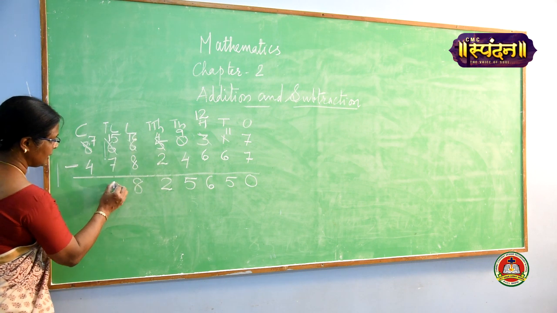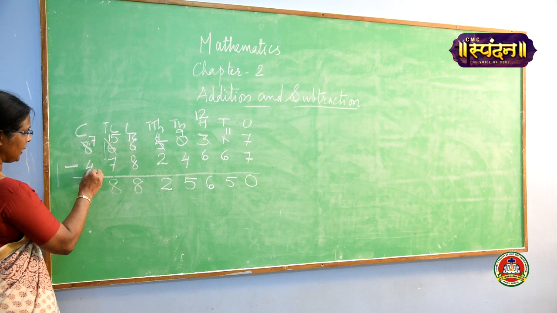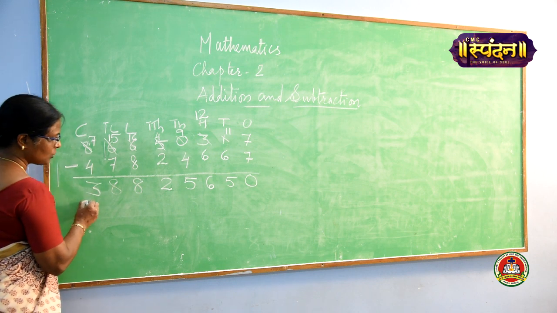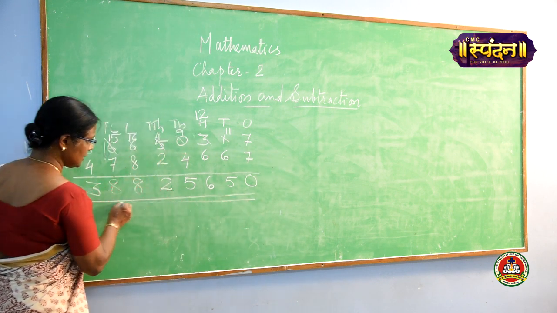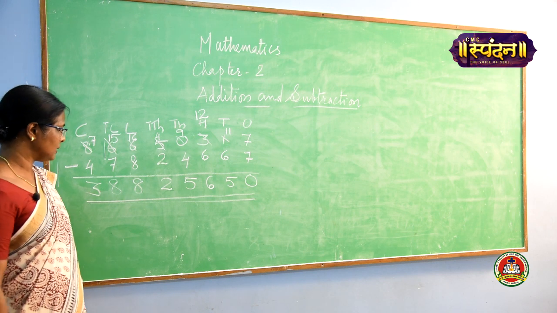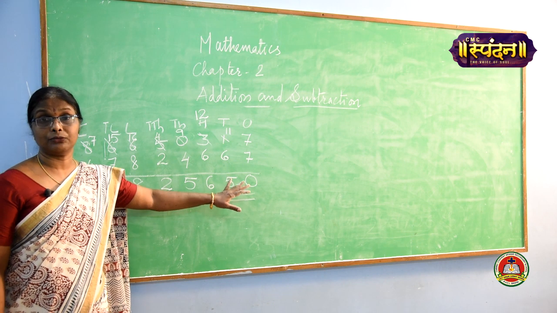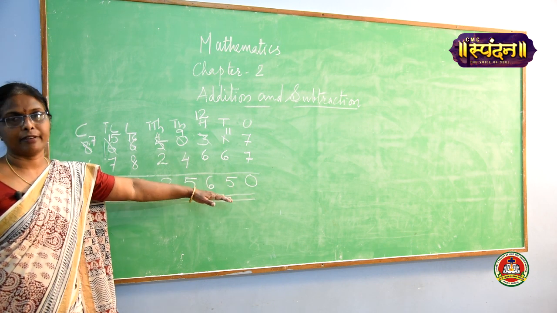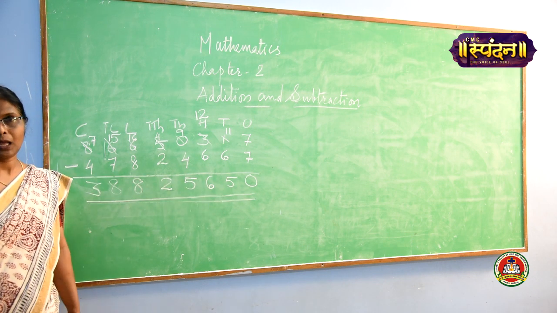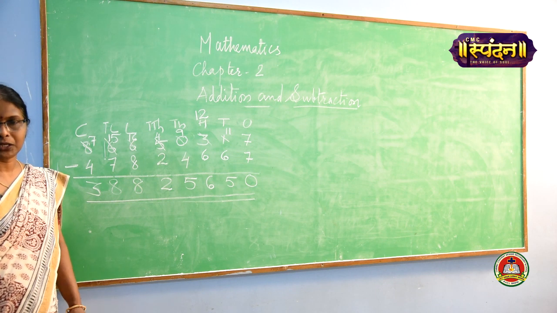15 minus 7 is 8, 7 minus 4 is 3. So we get the result as 3 crores 88 lakhs 25,650. That is the difference, or the result obtained. I hope you have understood how to do the subtraction.